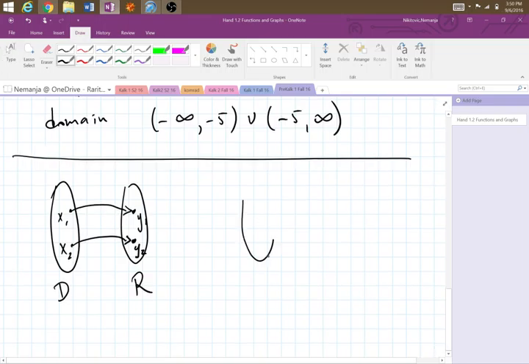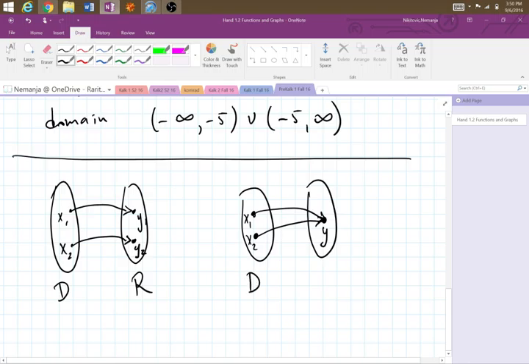Now, what do you think about this one? You again have two input values, x1 and x2, but they map into the same y. So they had one y. Would something like this be a function or no? Is the uniqueness ruined? Uniqueness is not ruined, which means this is a function. Okay. It started like, no, it's not a function, but then it turned into, yes, it is a function.